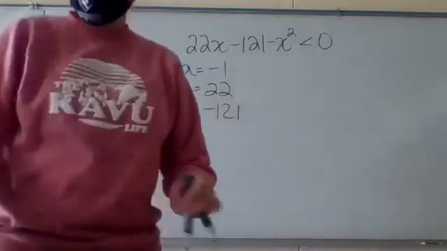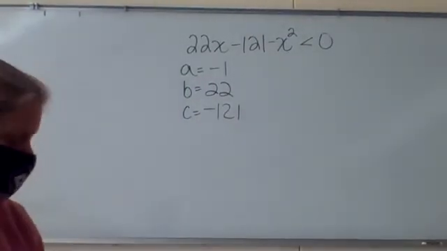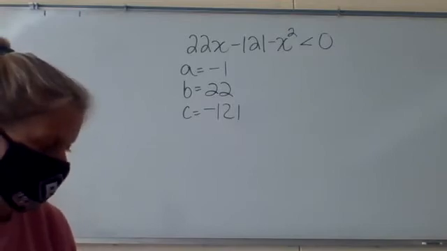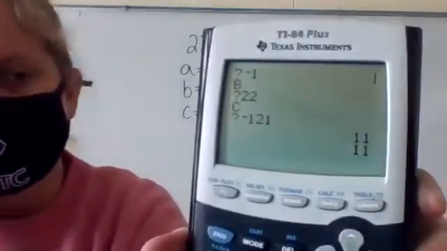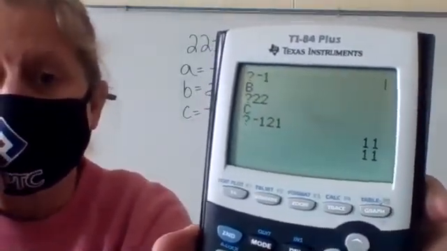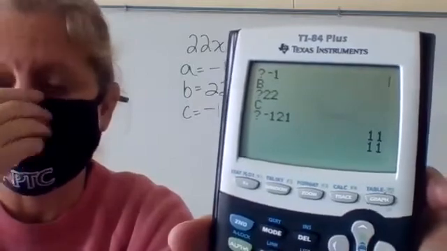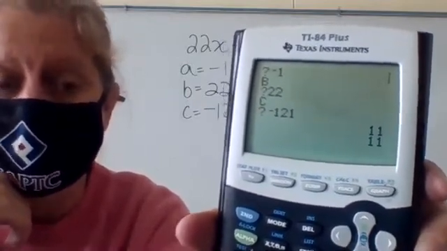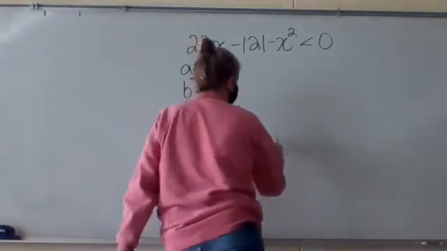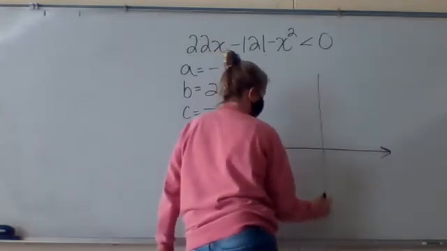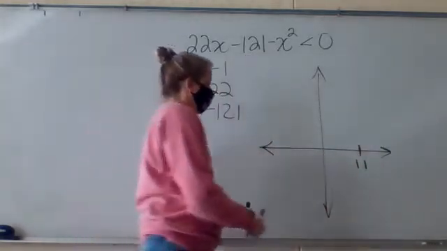Let's put that in our quad and see what happens and what that means. So again, A is negative 1, B is 22, and C is negative 121. Look what it tells me. My zeros are 11 and 11, which means this actually only has one x-intercept at 11. So what makes that happen in a parabola? So there's where 11 is. That's its only x-intercept.